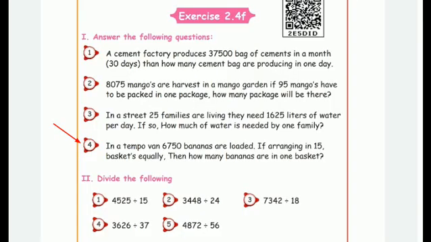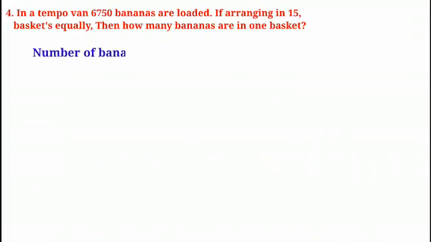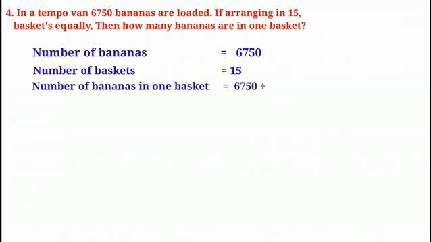Fourth question. In a tempo van, 6,750 bananas are loaded. If arranging in 15 baskets equally, then how many bananas are in one basket? Let's see the answer. Number of bananas equals 6,750. Number of baskets equals 15. So number of bananas in one basket equals 6,750 divided by 15.